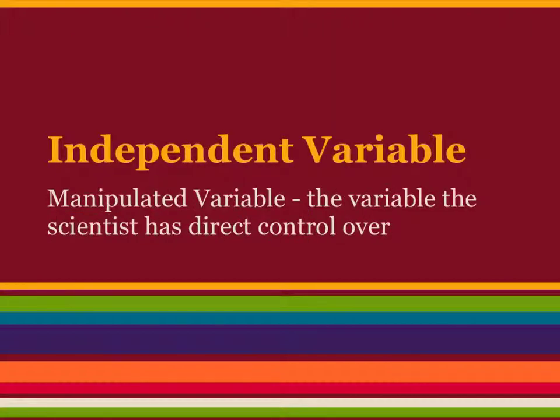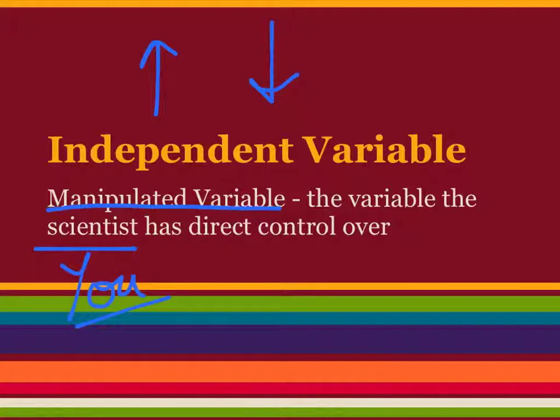Here we go, independent variable. An independent variable is what we're going to call the manipulated variable. When I say manipulated, it's the variable that you, as the scientist, have direct control over. You can add to it, you can make it bigger, or you can make it smaller. You have direct control. It is the one that you can manipulate.